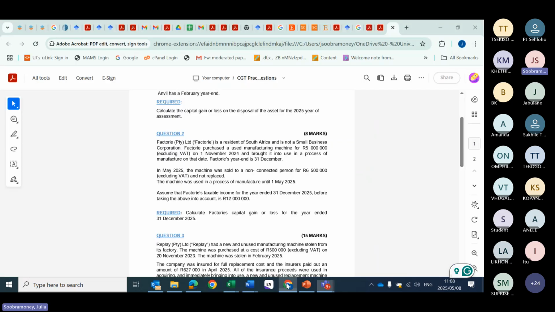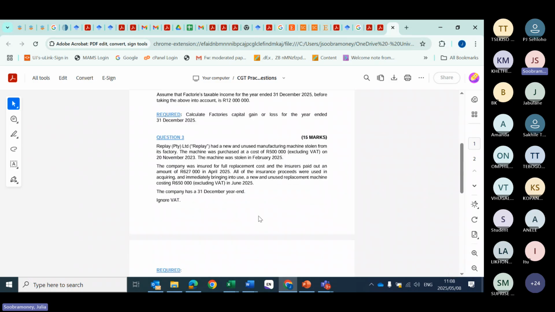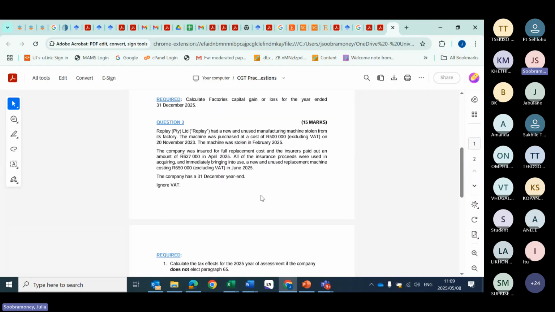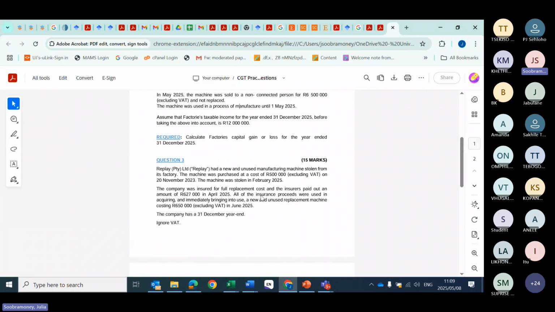Next one, last question for today. So there's two requireds. Number one says, what would the tax effect be if the company does not elect paragraph 65? So what does that mean? The company does not want to defer tax. So the company is not going to defer the recoupment or the capital gain. And then number two asks me, what would be the tax effect if the company does select paragraph 65? The company wishes to defer the payment of tax. That means they want to defer. Okay, so what would the solution look like in 2 if we choose to defer? So let's do number 1 first. No deferment.